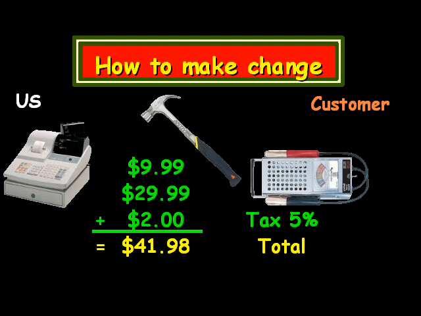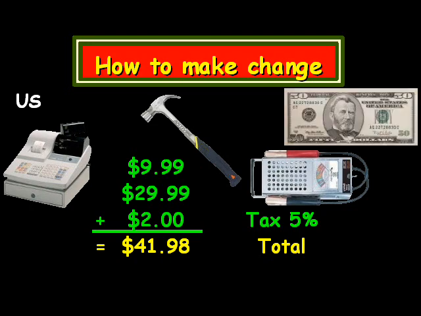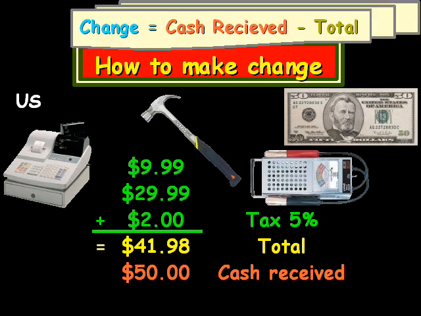This customer decides to pay in cash and gives us a $50 bill. So we have to figure out how we make change for that. We have $50 cash received, and our total is $41.98. If you remember our formula from earlier, change is going to equal cash received minus the total. So we take $50 and subtract $41.98, and that gives us a total of $8.02, and that's the amount of change due.